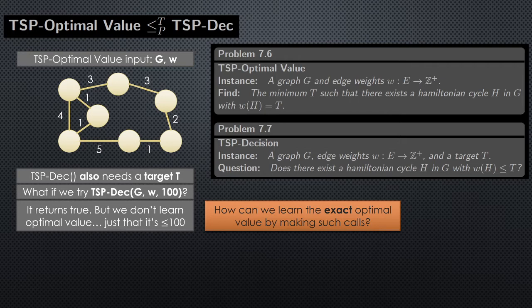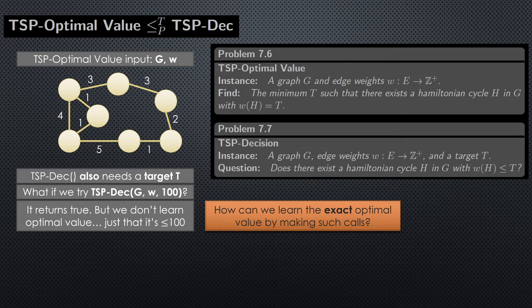So I call TSP decision on G with 0, then G with 1, 2, 3, until the first time it returns true, and I know that's the optimal value I can achieve, whatever t value I proposed here. Okay, so how many of these TSP decision calls am I making in that case? And how far do I have to go until I know I'm done?